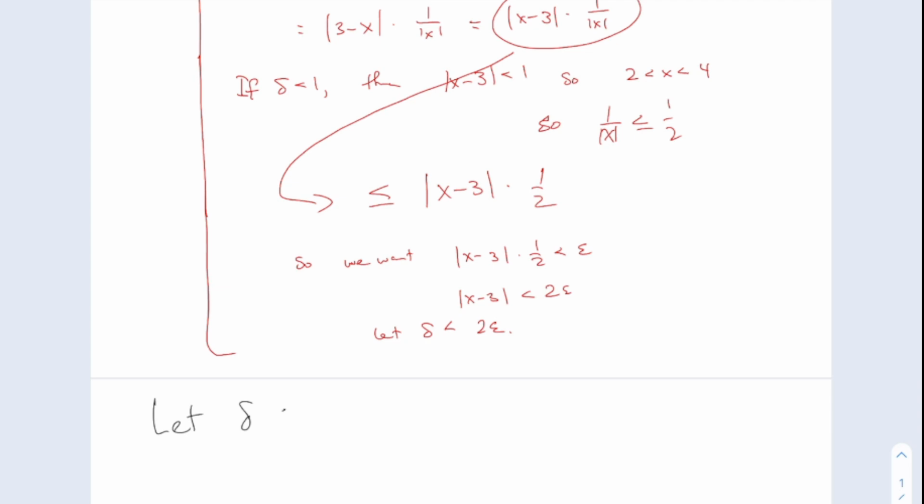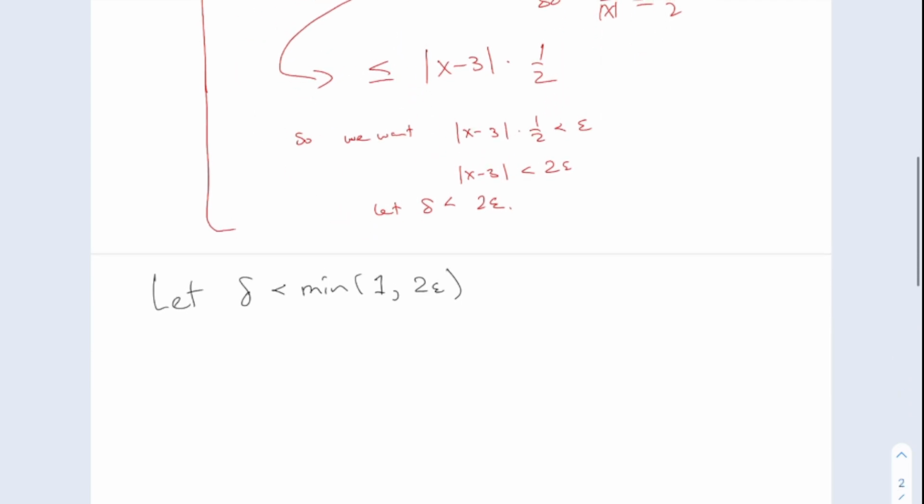Right, I say let delta be less than the min of 1 and 2 epsilon. So that means delta is automatically going to be less than 1 and also less than 2 epsilon. That way everything in the box up here will be true just the way we said it. All right, so I will just finish writing the proof.